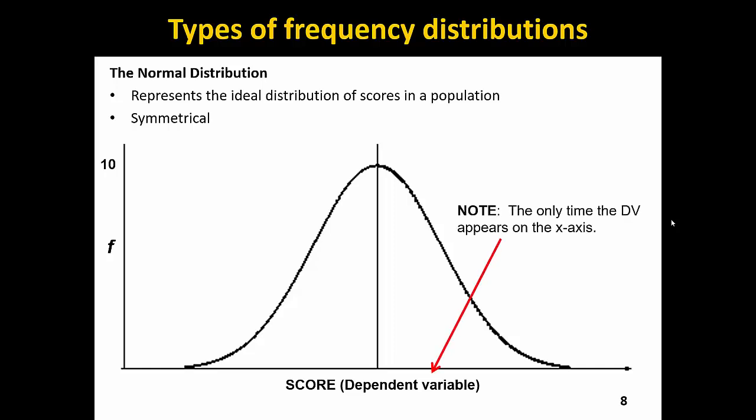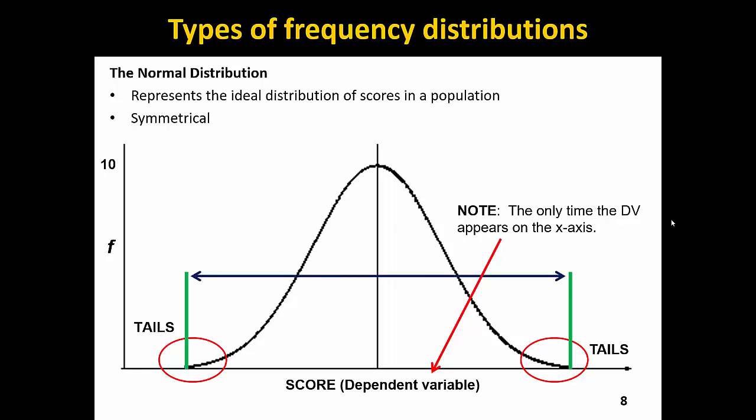We have along the x-axis a score, which is our dependent variable. And note that this is the only time the dependent variable will appear on the x-axis. We have the two far ends of the distribution on the right-hand side and the left-hand side, and that's what we refer to as the tails of the distribution. And the far lowest score and the far highest score difference represents the range.